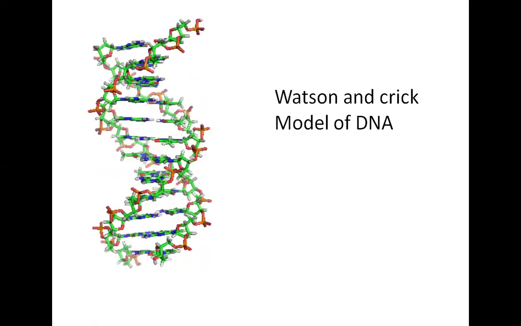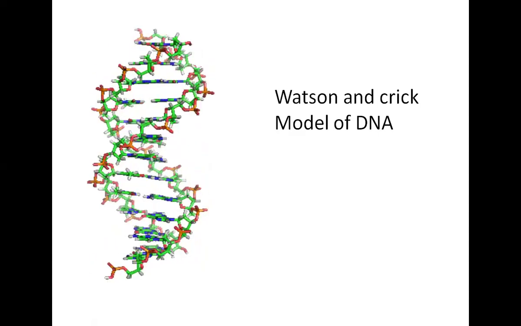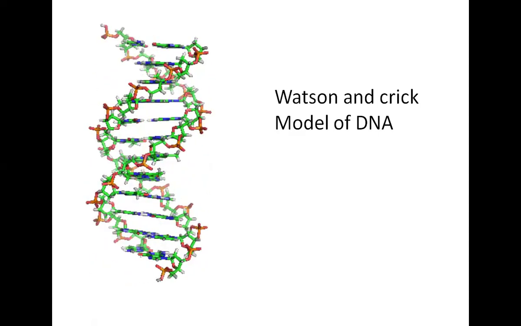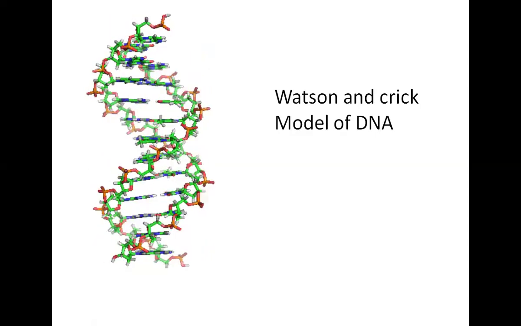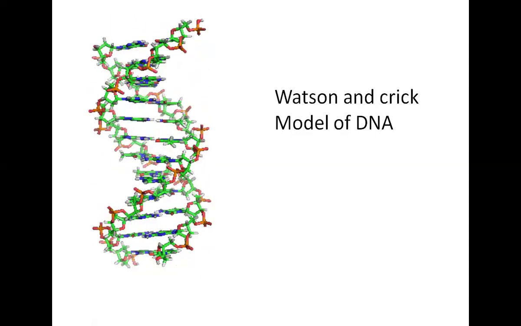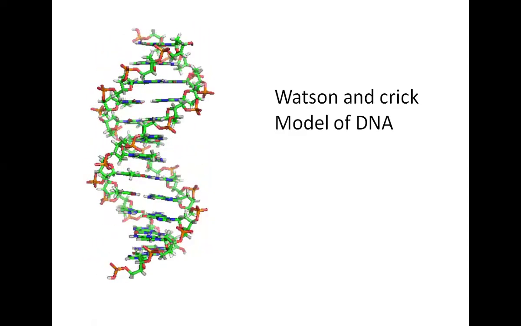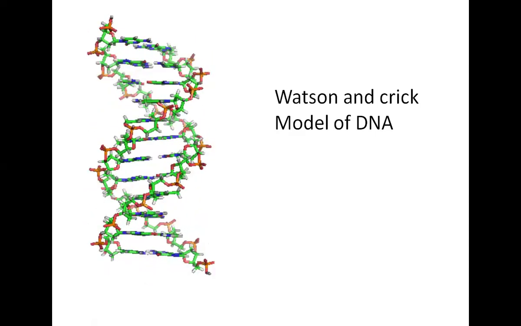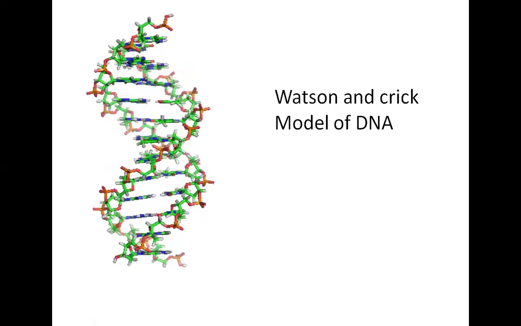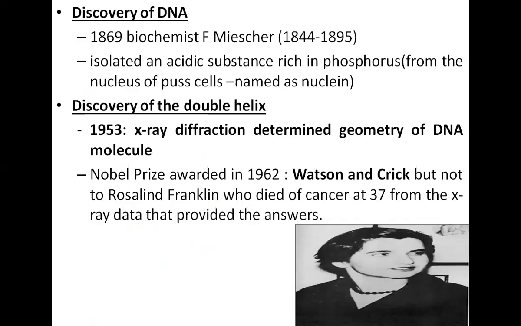The Watson and Crick model refers to the groundbreaking model of the double helix structure of deoxyribonucleic acid proposed by James Watson and Francis Crick in the year 1953. This model revolutionized the field of biology and laid the foundation for our understanding of heredity and molecular genetics. With this note, let us understand in detail about this particular DNA.